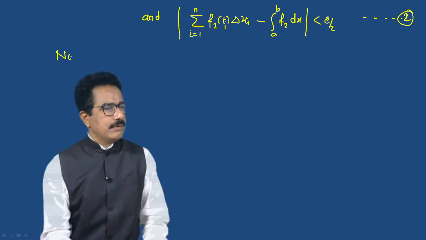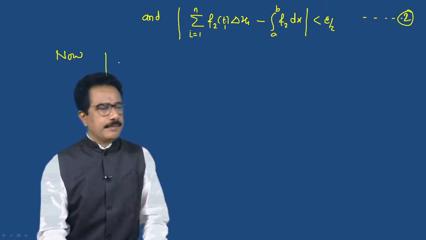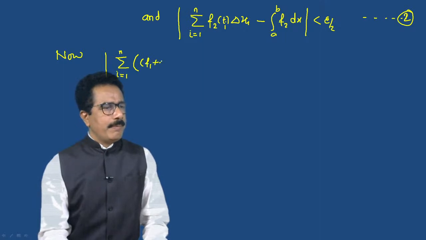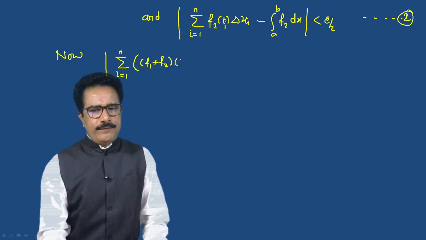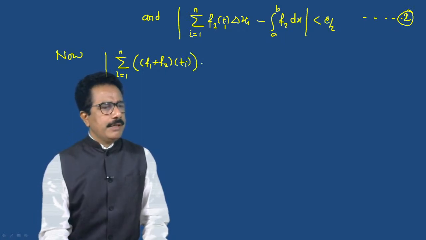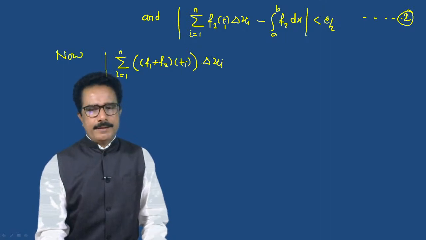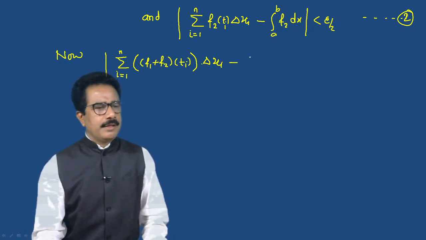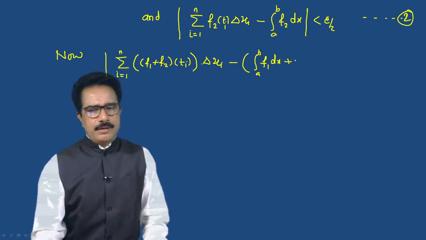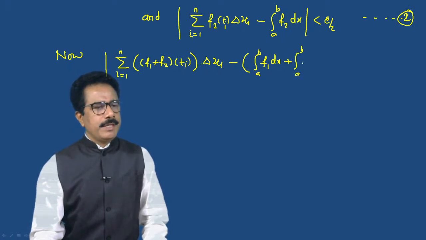Now see this: mod of summation i equals 1 to n, f1 plus f2 of ti into delta xi, minus, in brackets, integral from a to b f1 dx plus integral from a to b f2 dx, bracket close.